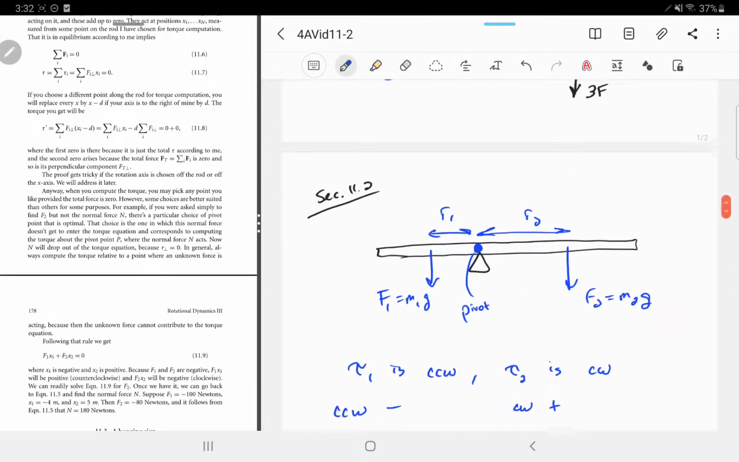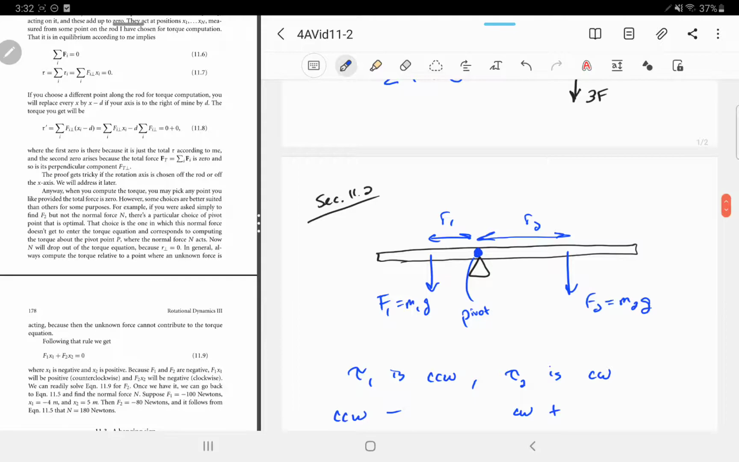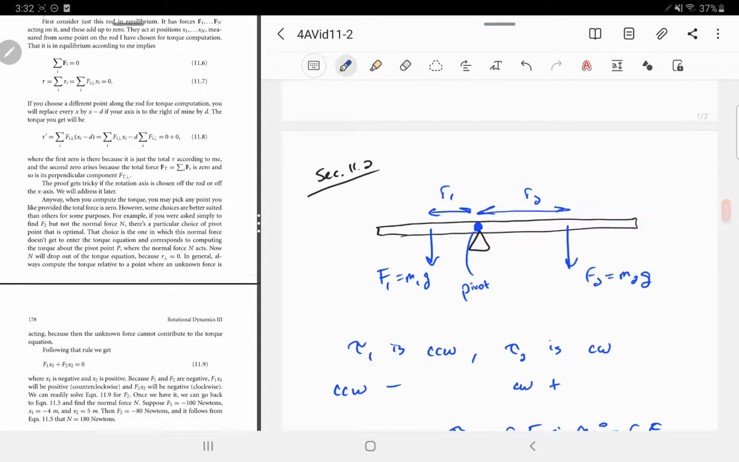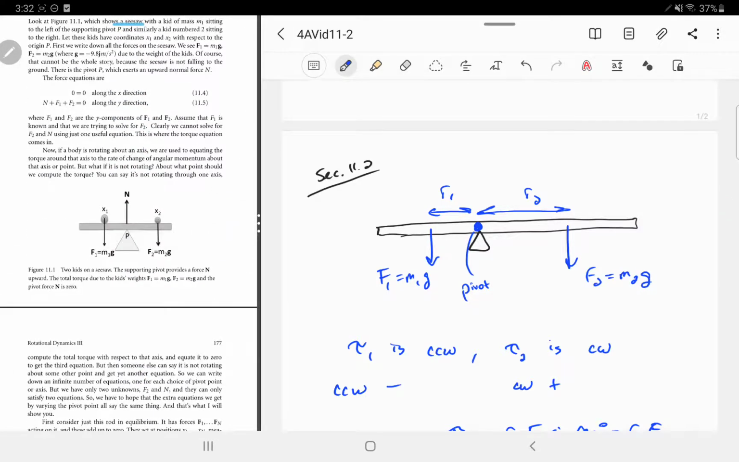We know separately that the normal force has to be equal to the sum of these two forces for the sum of the forces in the y direction to be equal to 0. But it's the torque equation that says what the relationship of where these two objects need to be in order for static equilibrium.